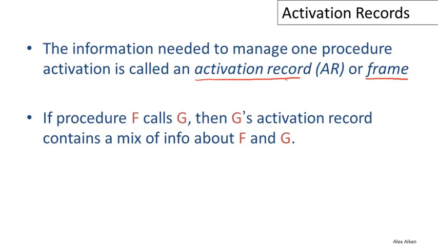Now, one interesting fact about procedure activations is that they have more information in them than you might expect. So in particular, when a procedure F calls a procedure G, the activation record for G will actually have information not only about G, but very frequently also about the calling function F. So typically the activation record for a procedure will contain a mixture of information both about that procedure and about the procedure that called it.